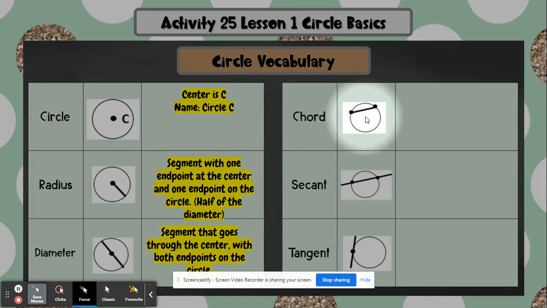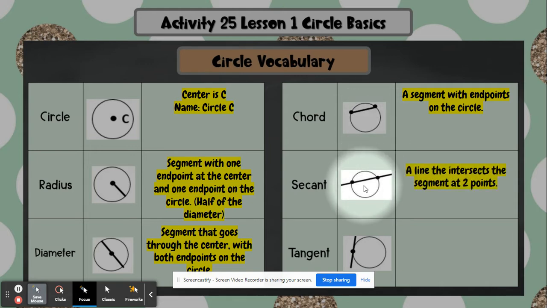Now, chord is a segment with endpoints on the circle. So it doesn't go through the center, but as long as the endpoints end on the circle, that's called a chord. Now, these two things are very similar, chord and secant. Notice it looks like it's the same line, but a chord ends on the circle. A secant, however, is a line that intersects the circle at 2 points.